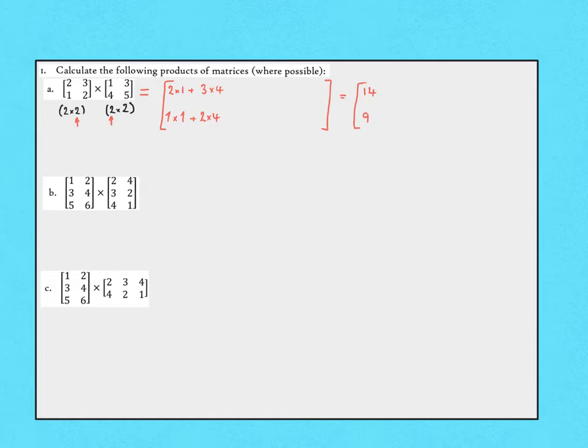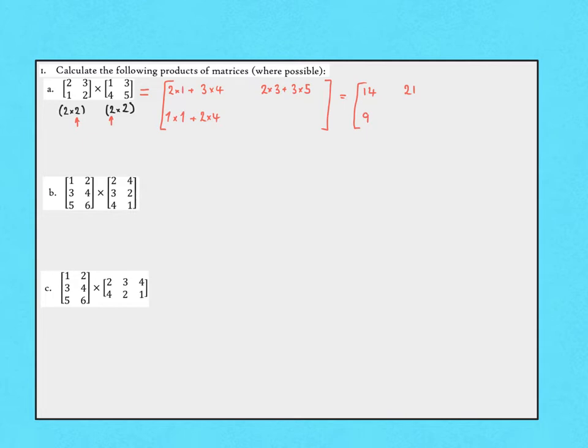In order to get the right-hand column, we take the right-hand column of our second matrix and multiply it by, to get the top right, the top row. So we have 2 times 3 plus 3 times 5, which gives us a value equal to 6 plus 15, which is 21.